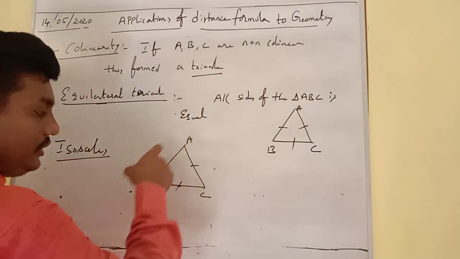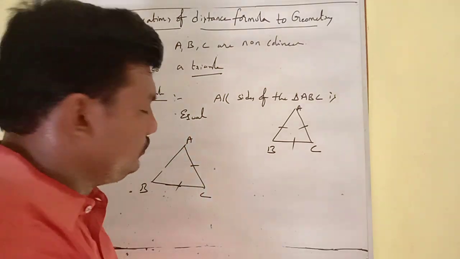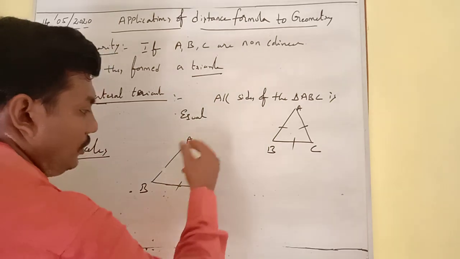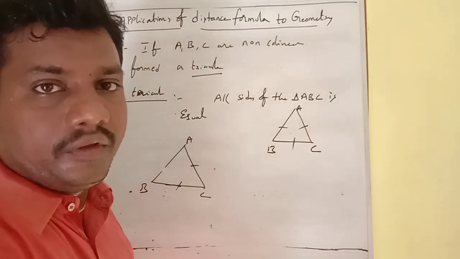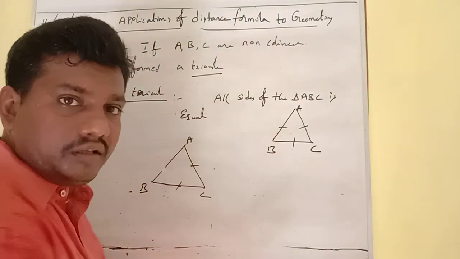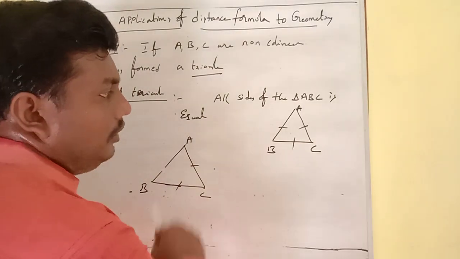That means if three sides are given, three pairs of distances we can find. This is AB distance, BC distance, and AC distance. If any two distances are equal, then it is an isosceles triangle. So you have to remember that all equilateral triangles are isosceles, but every isosceles triangle is not an equilateral triangle.